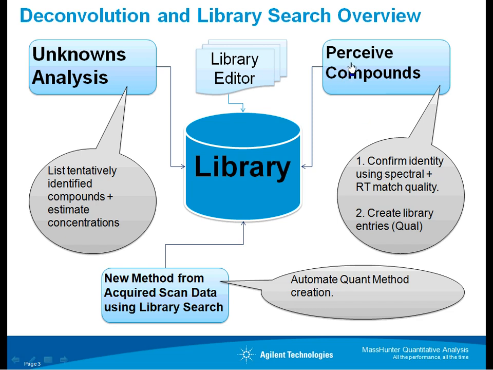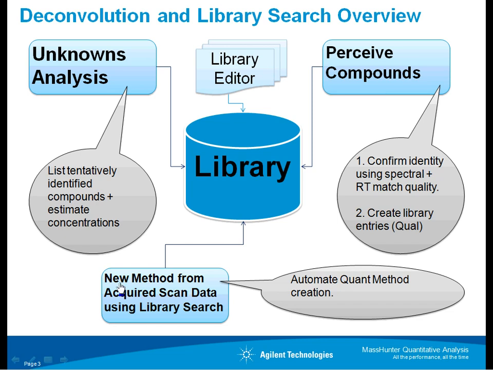Another scenario is perceived compounds. Now, perceived compounds typically has two different purposes. One, to confirm the identity using spectral and potentially retention time match quality. Also, you could end up wanting to create a library from those entries, typically done in qual.